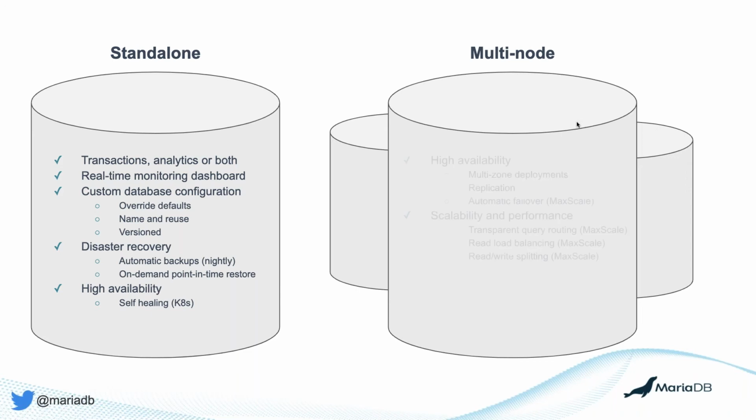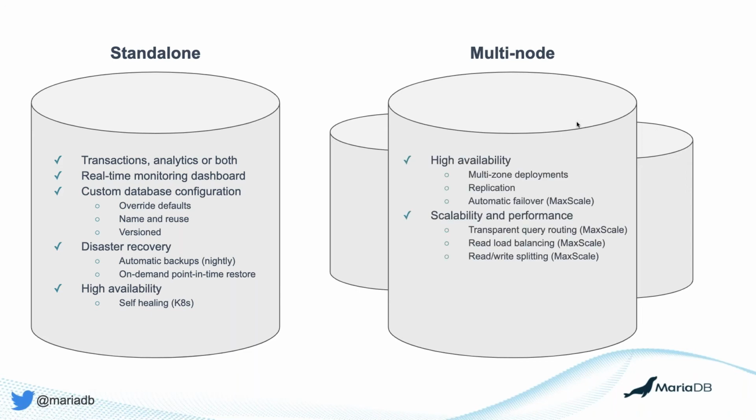For multi-node, you have all of those same things, but in addition, you also have the high availability that's provided by MaxScale. And of course, the scalability and performance, so that transparent query routing, the read-load balancing, and the read-write splitting so that you can really start to split and balance traffic throughout your database instances. All of that's provided in multi-node.